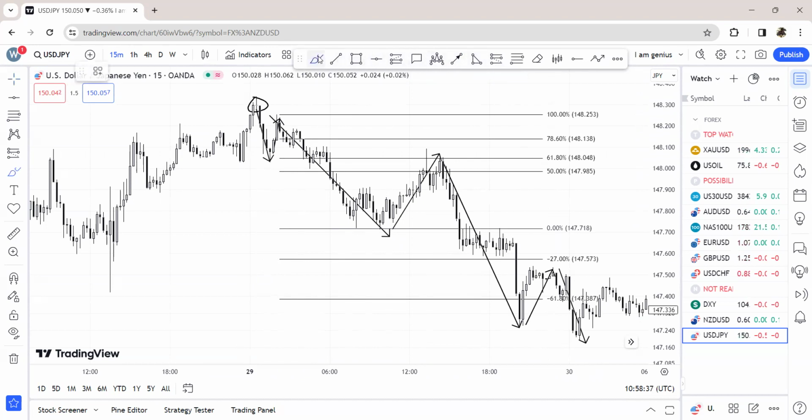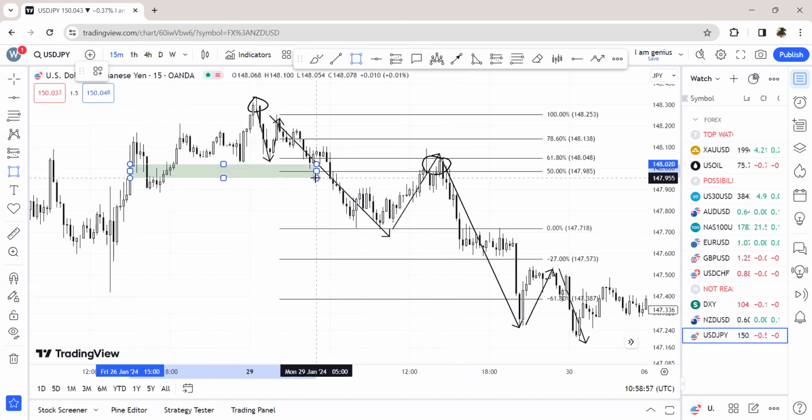So I can even circle this level. But what else gives us confirmation? I'll talk about candlesticks in another video. I'll explain candlestick anatomy. But in this case, we have this bearish engulfing candle. Moreover, if you look on this other side, you notice that this has been a key level in the past.